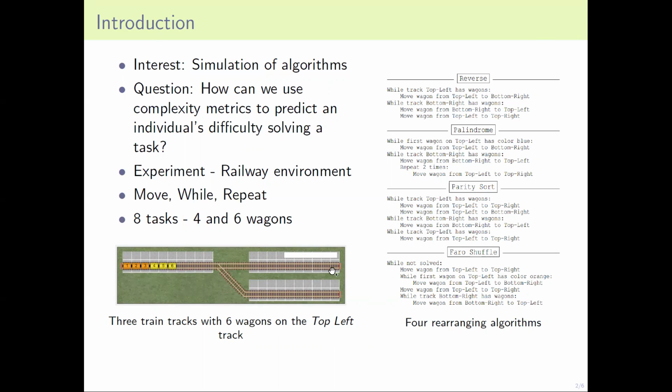We distinguished between 3 code blocks: move, an instruction to move a wagon from one track to another; while, indicating that instruction should be repeated while a condition holds, a while loop; and repeat, a for loop, indicating that instructions should be repeated for a determined amount of times. Participants solved a total of 8 tasks, 4 algorithms, each applied once to 4 wagons and once to 6.